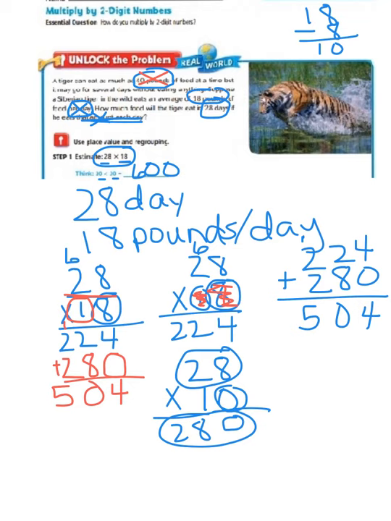So on average, a Siberian tiger may eat 504 pounds of food in 28 days. Now let's take a look at our second example. So, a Siberian tiger sleeps as much as 18 hours a day or 126 hours per week. About how many hours does a tiger sleep in a year? There are 52 weeks in 1 year.